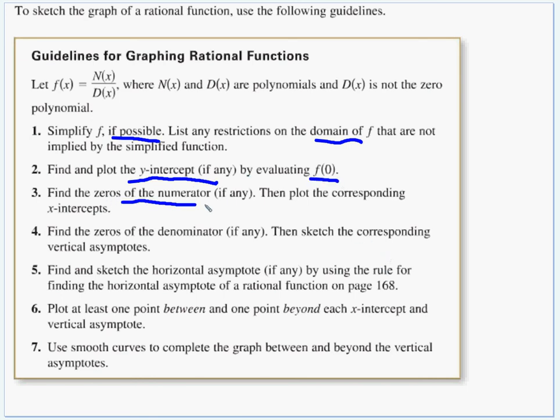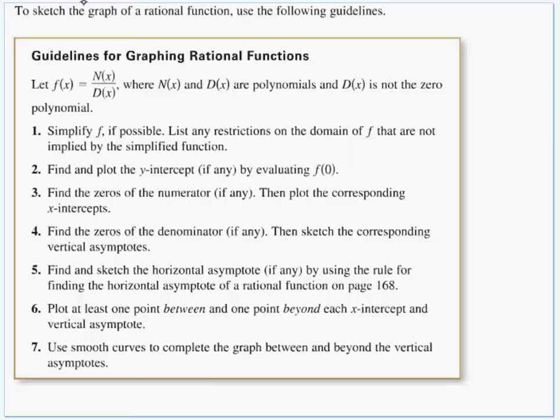Find the zeros of the numerator, if there are any. Plot those corresponding x-intercepts. Find the zeros of the denominator, if there are any. Sketch the corresponding vertical asymptote. Find and sketch the horizontal asymptote if it has one, using the rule for finding those asymptotes. Number 6, plot at least one point between and beyond each x-intercept and vertical asymptote. Number 7, use smooth curves to complete your graph.